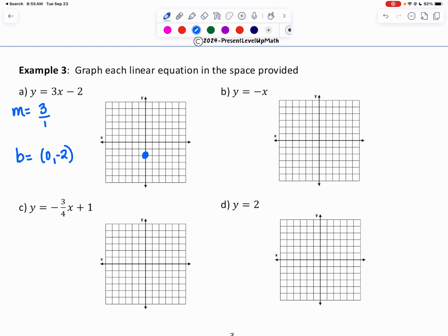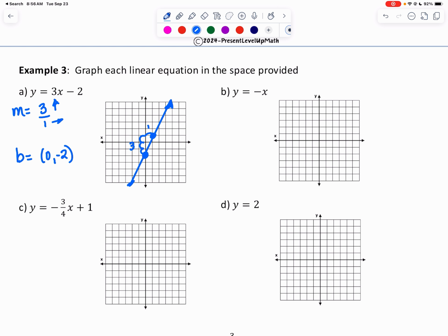Now my slope is 3 over 1, so 3 is positive, so that means up 3. The 1 is positive, so that means right 1. So from here I'll go 1, 2, 3, positive 3, and then to the right 1, positive 1. So my new dot is right here. And then I want to make this line go all the way through the grid. So something like that.